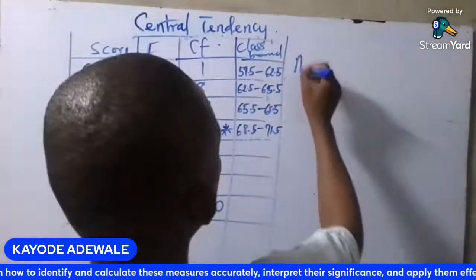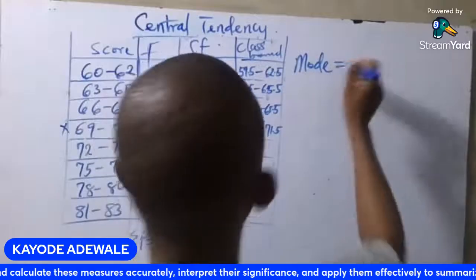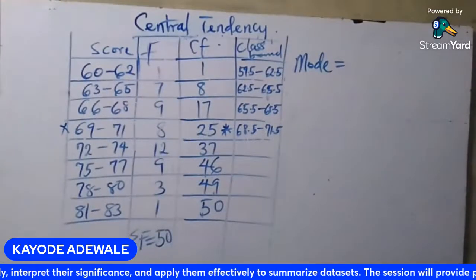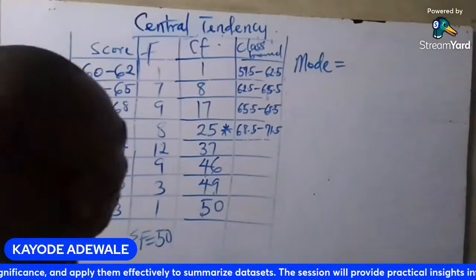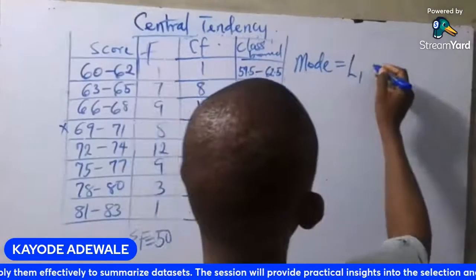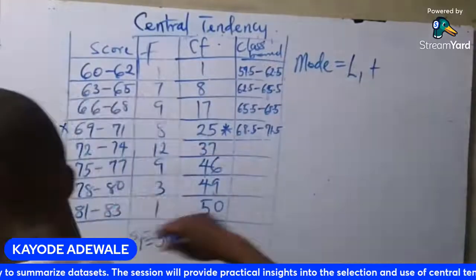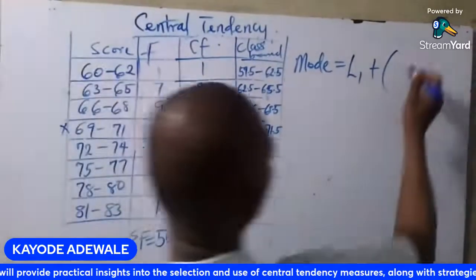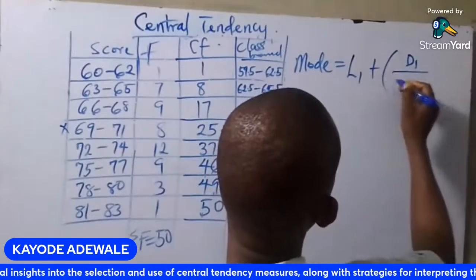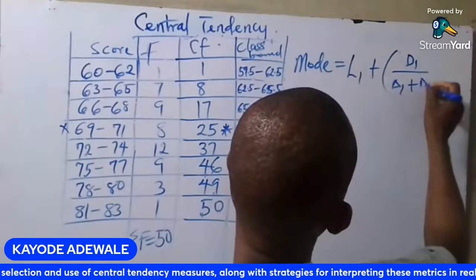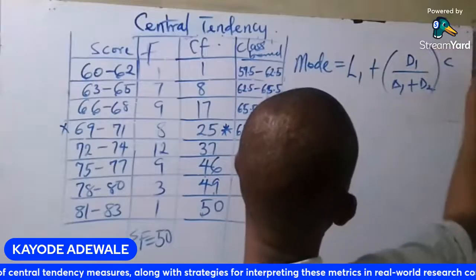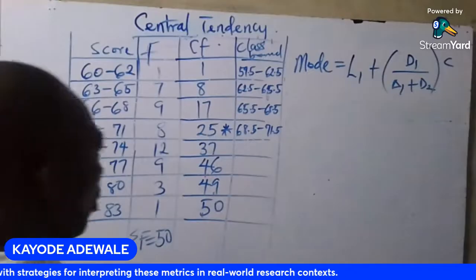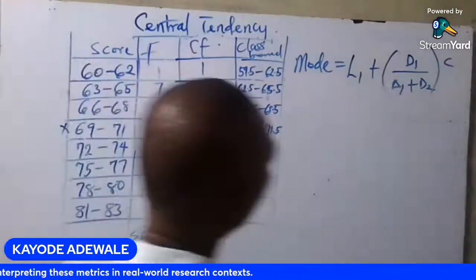So our mode now, what is the formula for mode? Mode is L1 plus, you open your bracket and get what we call D1 over D1 plus D2, multiplied by class size. So I'm going to define this one as well.